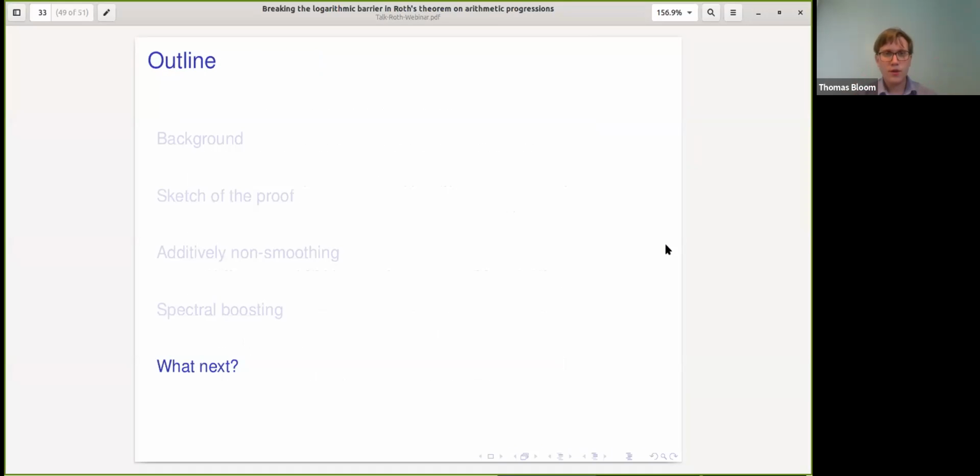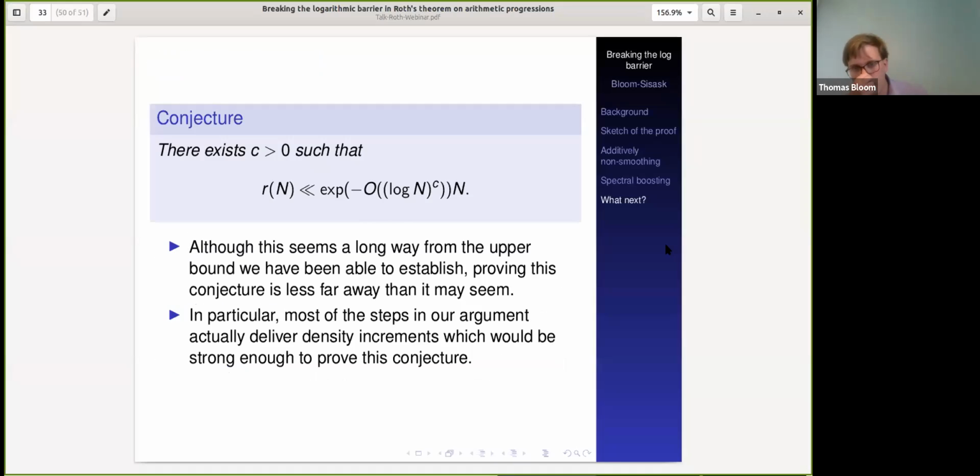So actually, I'll go on to the next slide. Just to remind you of this conjecture that I brought up earlier. Although, if you look at the upper bound of this conjecture and the upper bound of the theorem that we prove, they seem very far apart from each other.